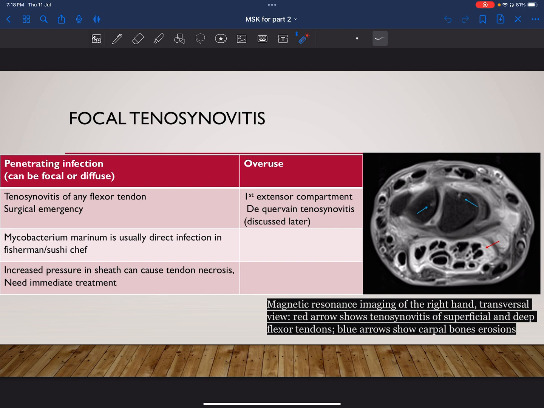Okay, the right hand shows a transverse view. Again, tenosynovitis is seen around the superficial and deep flexor tendons here. The blue arrow shows carpal tunnel erosion. See, there are a few erosions here.